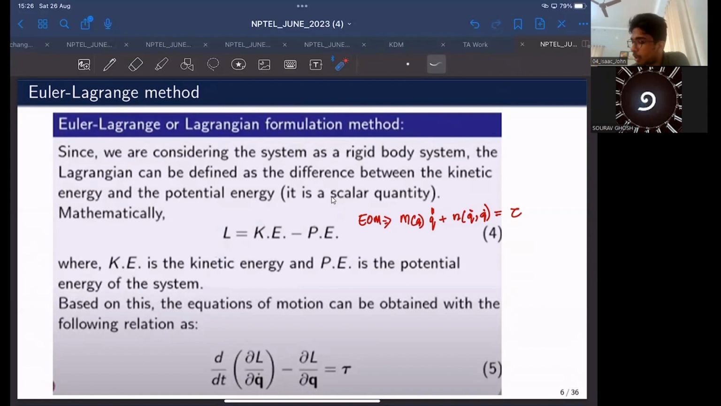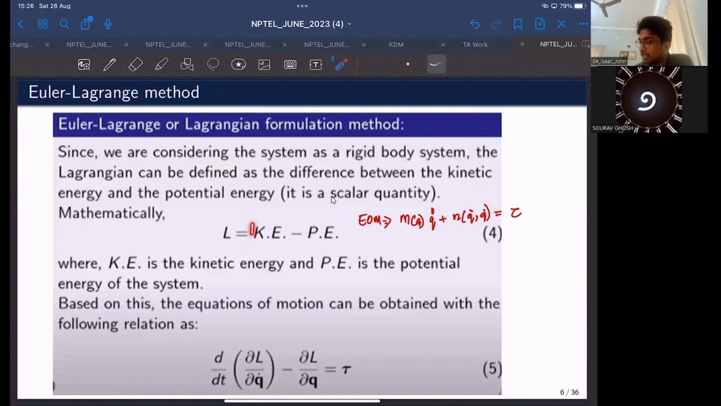So what does the Euler-Lagrange formulation say? It says, since we are considering the system as a rigid body system, the Lagrangian can be defined as the difference between kinetic energy and potential energy, right? So the first step is to derive a scalar quantity called the Lagrangian. This is a scalar quantity. This is nothing but the difference between the kinetic energy of the entire robotic system and the potential energy of the robotic system.